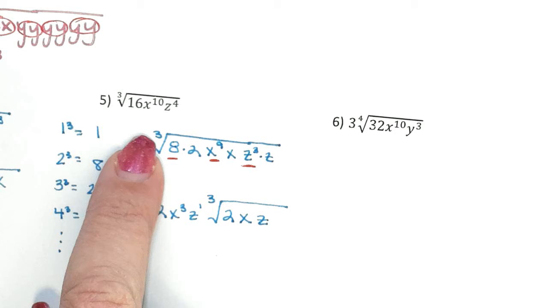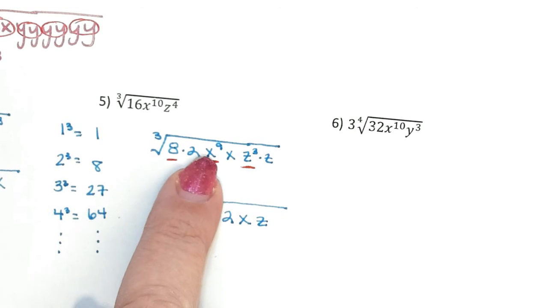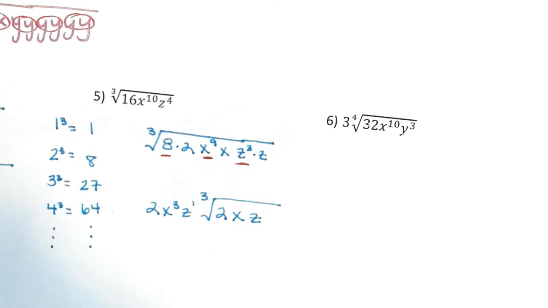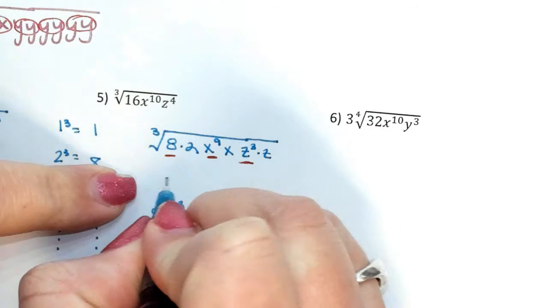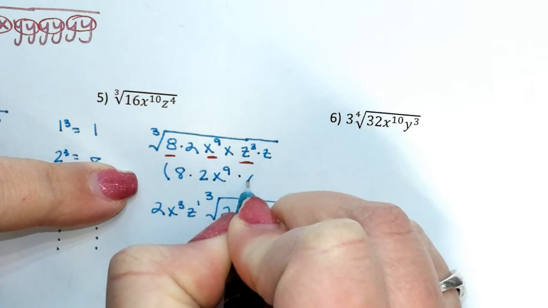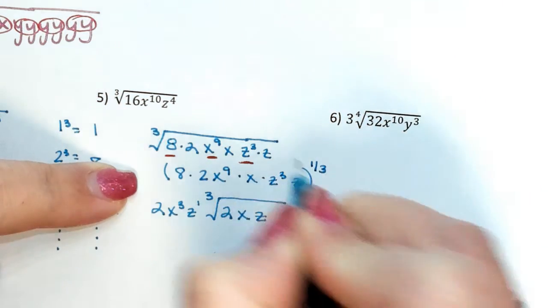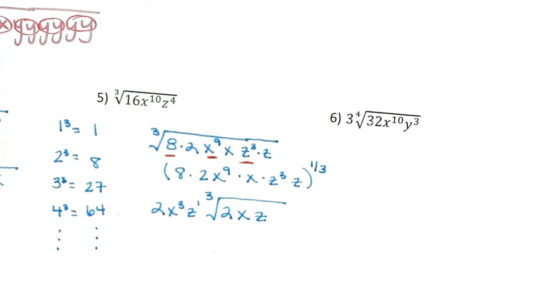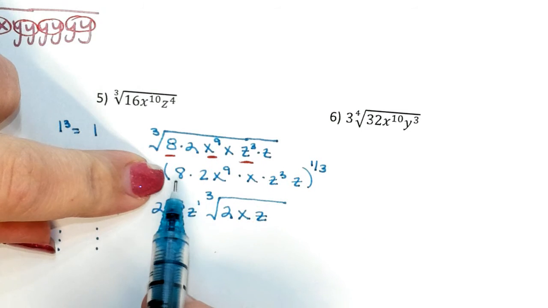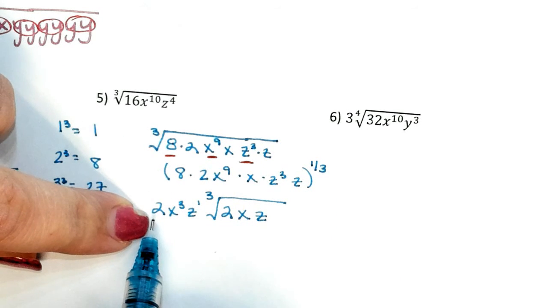9 divided by 3 is x to the 3rd. Because what you're doing is you're taking x to the 9th to the 1/3 power. So if you wanted to write this out instead, you could write 8 times 2 times x to the 9th times x times z to the 3rd times z to the power of 1/3. Because if you're taking a cubic root, it's the same thing as taking something to the 1/3 power. You can put in your calculator 8 to the power of 1/3, and it gives you 2, so it's going to go to the outside.